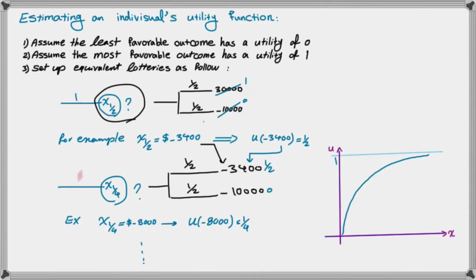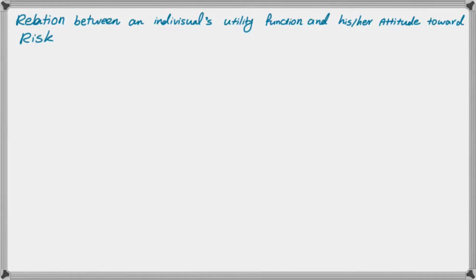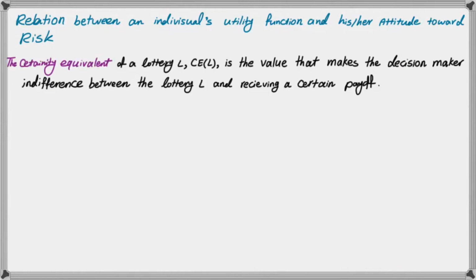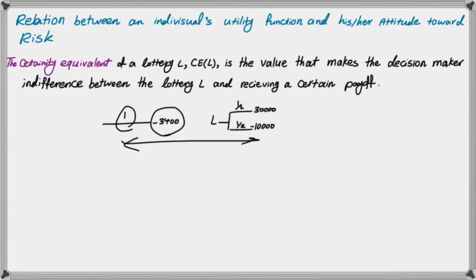This is going to be the basis of our lesson today, because we're going to talk about the certain equivalent and risk premium, and the relationship between an individual's utility function and her attitude toward risk. Before that, let's look at the certain equivalent definition. The certain equivalent of a lottery, which we show with C of L, is a value that makes a decision maker indifferent between a lottery and receiving a certain payoff. If I give you 100%, what amount makes these two lotteries exactly the same? That amount that the person provides, we call the certain equivalent.